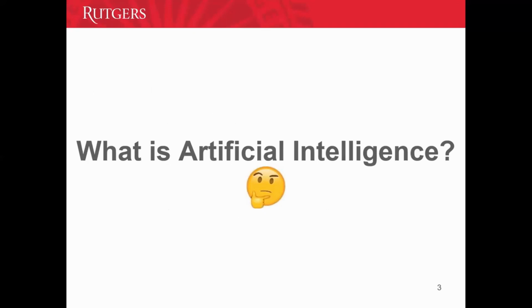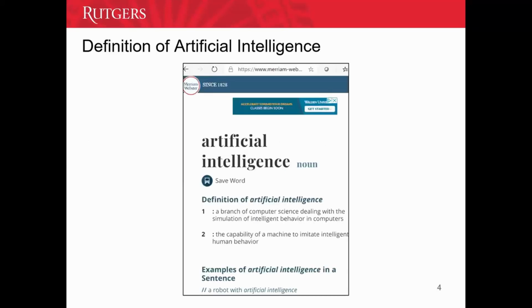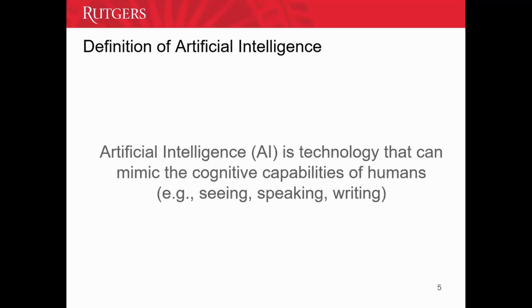So to achieve the first learning objective, I'm going to answer this question: what is artificial intelligence? If you go to the Merriam-Webster dictionary, you'll find that it defines artificial intelligence as the capability of a machine to imitate intelligent human behavior.